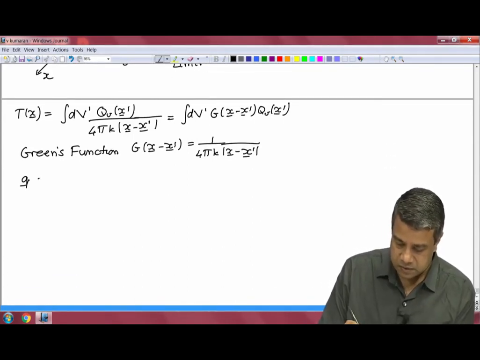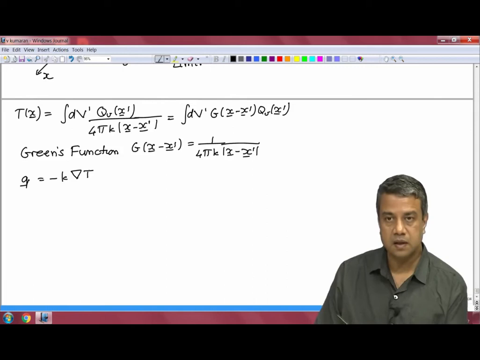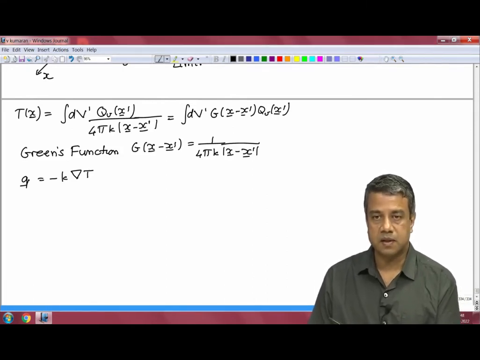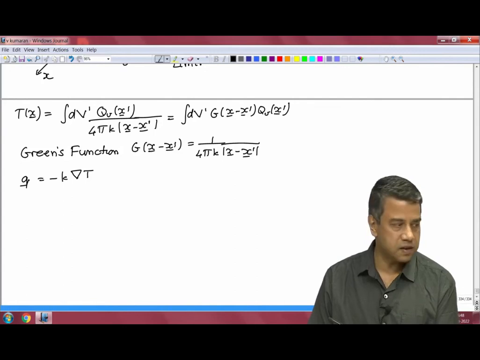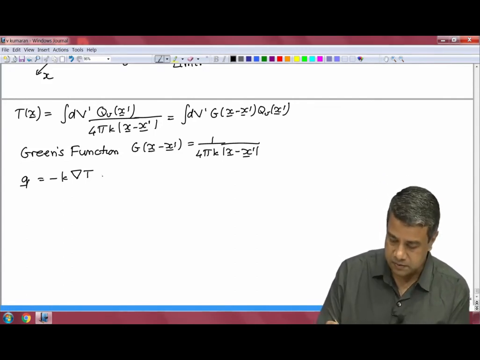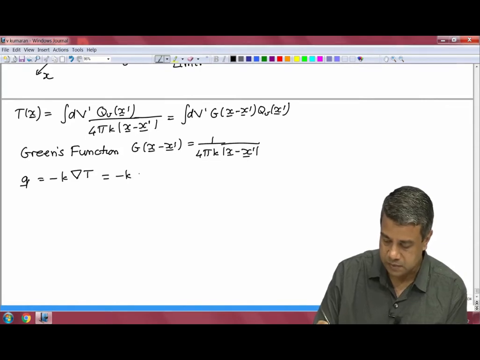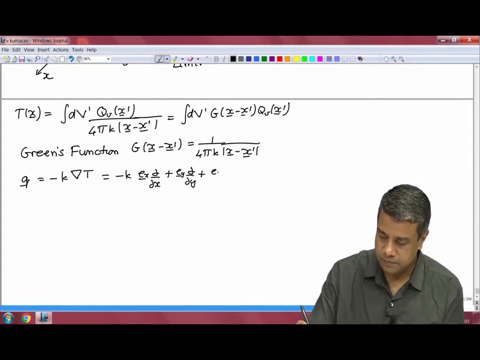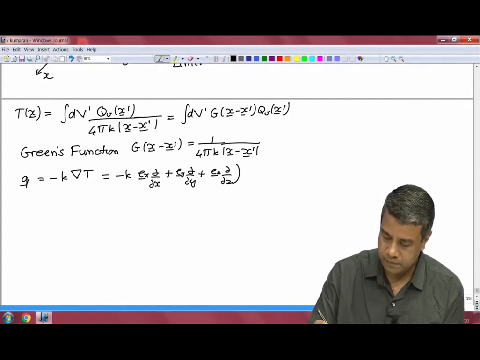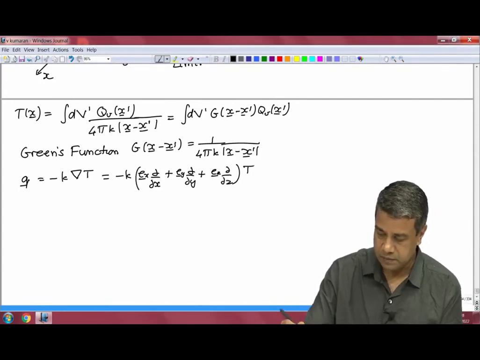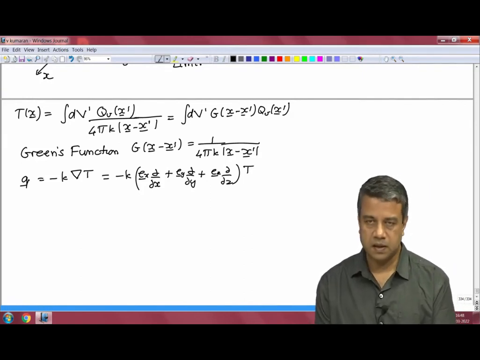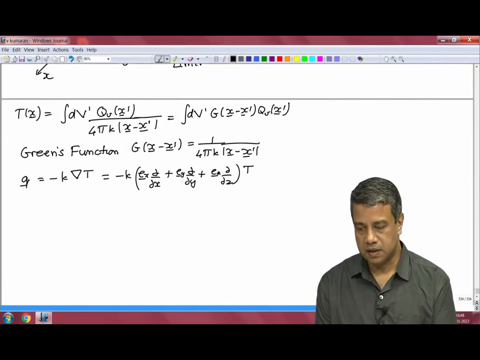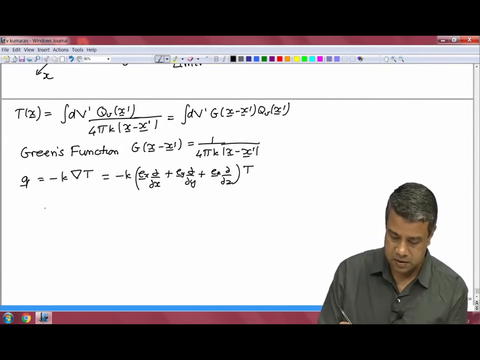And the heat flux Q is equal to minus K times the gradient of T. Note that this gradient is taken with respect to the observation location, which is equal to minus K into Ex partial by partial x plus Ey of the temperature. x, y and z are the observation locations, and x prime, y prime and z prime are the source locations.